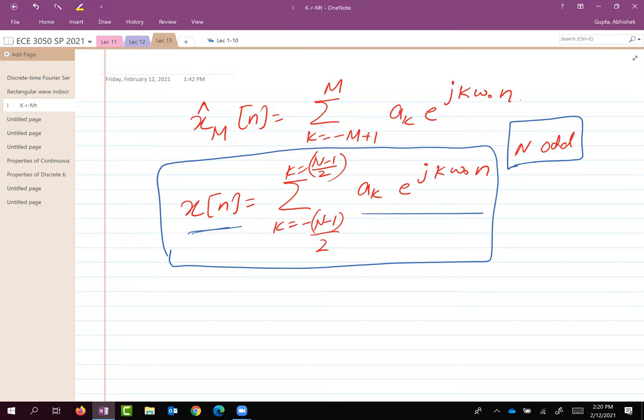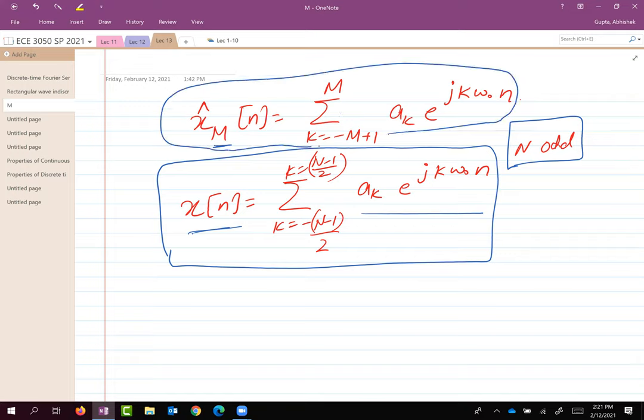For even N, you will have to change these values of k in a slight fashion, but it's not very important. As long as you take capital N consecutive values of a_k, you will be fine. So this is what we get, but let's say we truncate it to capital M values only. I'm not going to consider all the values from minus (N minus 1) over 2 to (N minus 1) over 2. I'll only take the values of k going from minus M plus 1 to plus M. So this is what I get as an approximation of the signal.